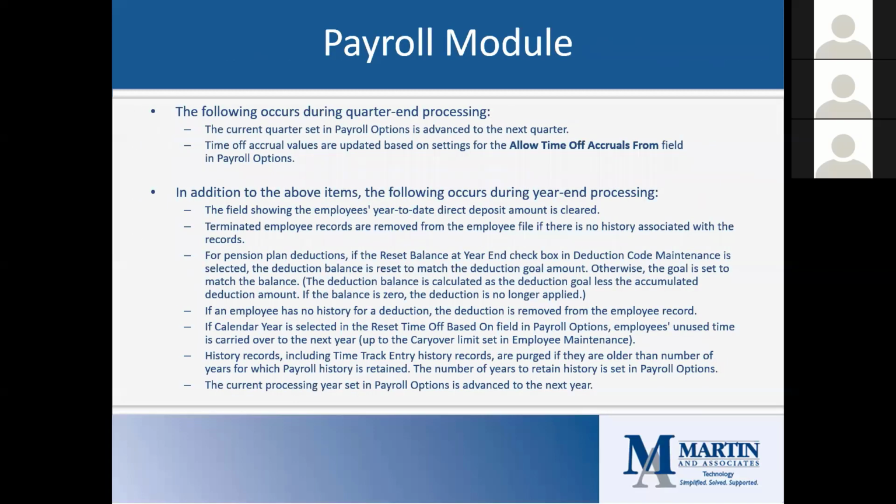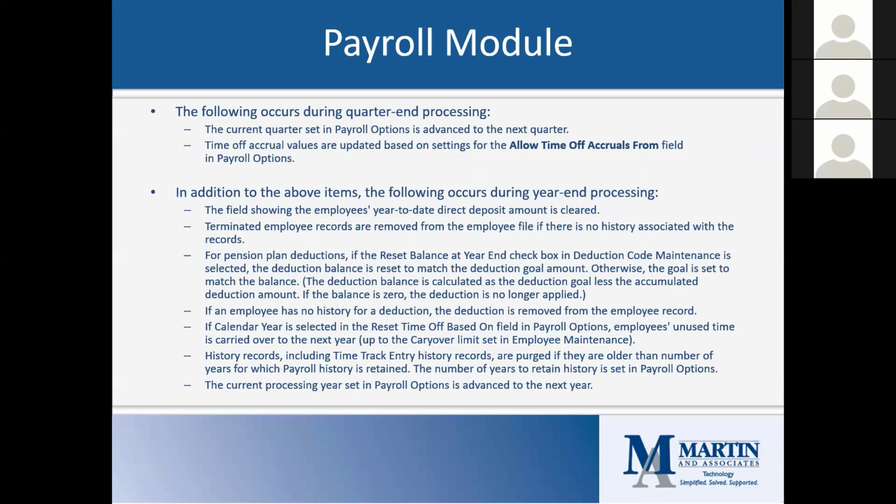For anybody using the payroll module, the following occurs when you're doing a quarter end close or quarter end processing. The current quarter set in the payroll options is advanced to the next quarter. The time off accrual values are updated based on the settings for the allow time off accruals from field in payroll options. In addition to the above items, this is what happens when you're doing year-end processing.